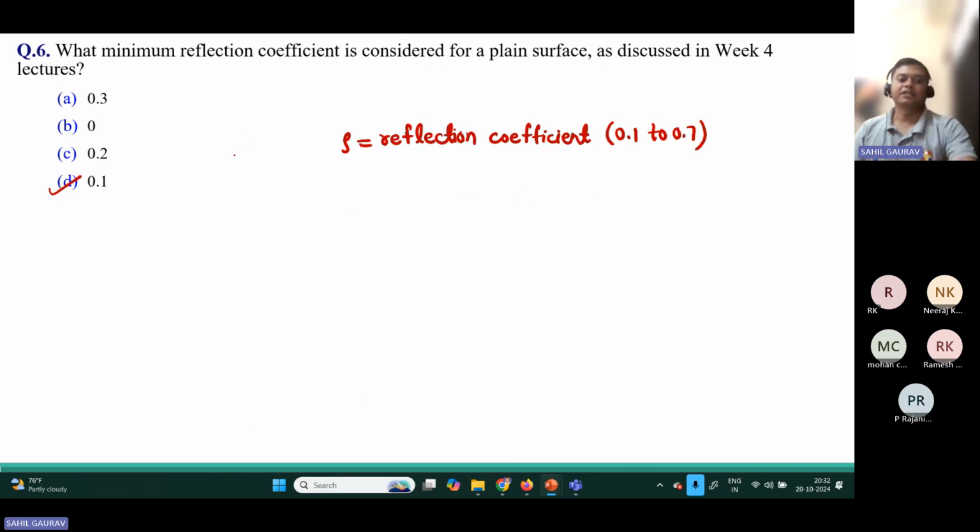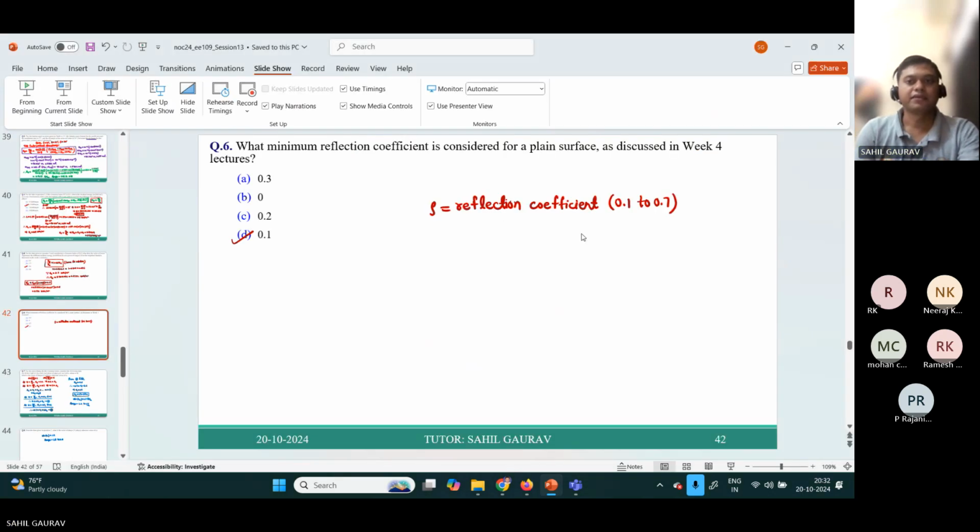What is the minimum reflection coefficient considered for a plane surface? This was discussed in the week 4 lecture. The reflection coefficient is considered from 0.1 to 0.7, and the minimum value is 0.1.